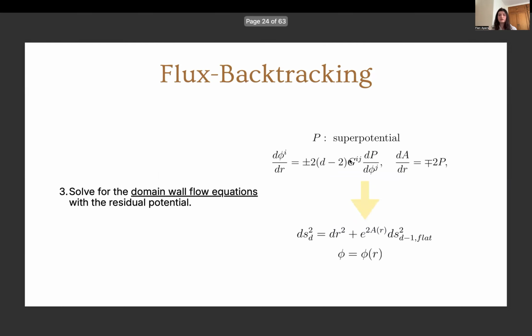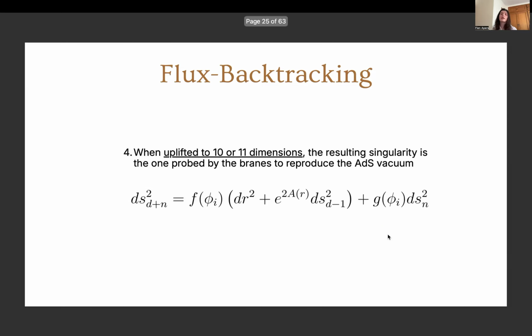To find this geometry, we'll assume there's some kind of supersymmetry or at least fake supersymmetry. So we can write down a superpotential, and then we solve for the domain wall flow, the BPS flow equations, with this superpotential to get a D-dimensional metric with a running scalar. And then in the very last step, we uplift this D-dimensional metric to 10 or 11 dimensions. We'll assume that there's some uplift ansatz that is quite simple and depends on the moduli in this way.